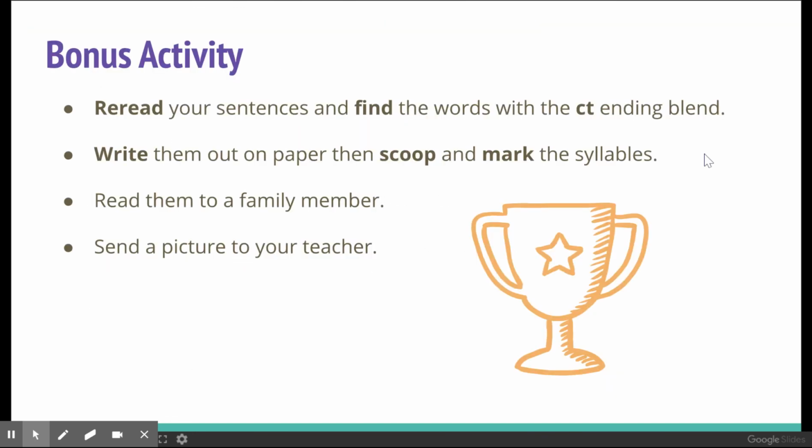When you're done reading your sentences, as a bonus activity, you can reread them, find the words that end with the CT blend, write them out on paper, scoop them and mark the syllables, and then read them to a family member. It would also be great if you could send a picture to your teacher so that they could see your great work.